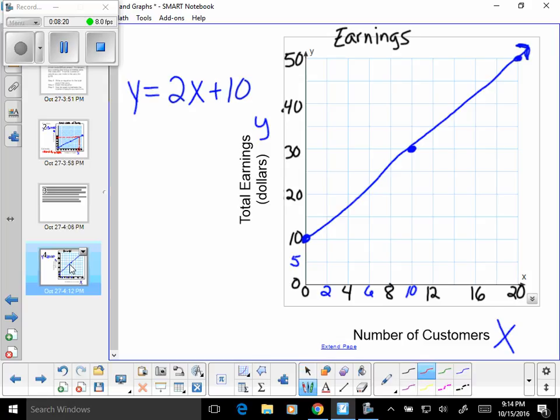Now, my goal is to say, what happens if I have 12 customers? Okay, 12 customers is here. So I'm going to go up this line, and then you can use your ruler to do this. It's much easier, believe me. You can go over here. Now, this is 30, this is 40, so in between here is 35. Does he make $35? No, not really.